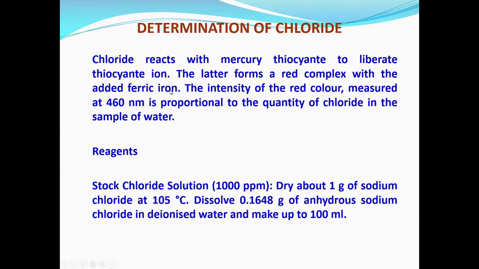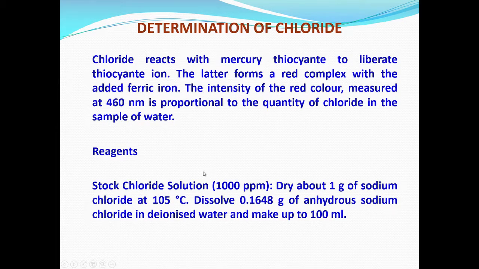That means, we add a little bit of ferric iron also, and it is a very well known reaction that ferric thiocyanate is a very dark red color measured at 460 nanometer, that is proportional to the quantity of the chloride in the sample of water, because chloride reacts liberating thiocyanate in an equimolar ratio.